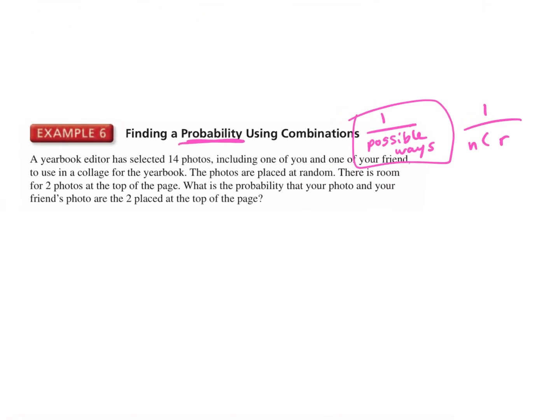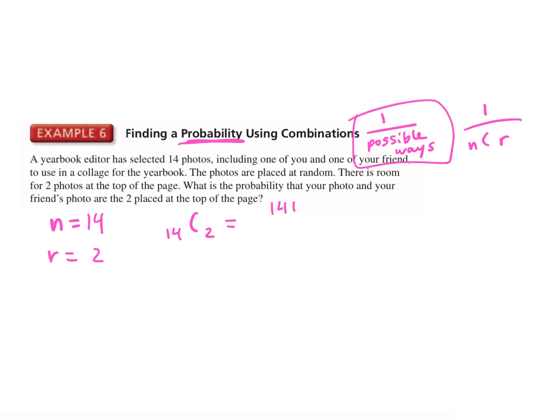So let's look at our question. A yearbook editor has selected 14 photos, including one of you and your friend, to use in a collage for the yearbook. The photos are placed at random. There's room for 2 photos at the top of the page. What is the probability that your photo and your friend's photo are the 2 placed at the top of the page? So what would our n be? What's our total number of pictures we have? 14. How many do we want? 2. So we have 14 choose 2.